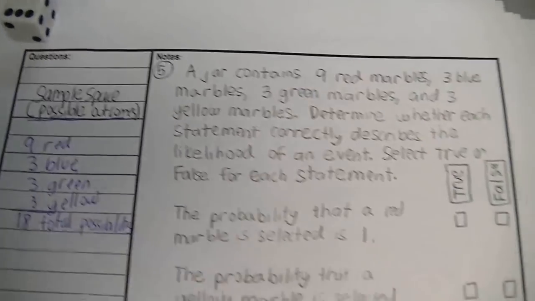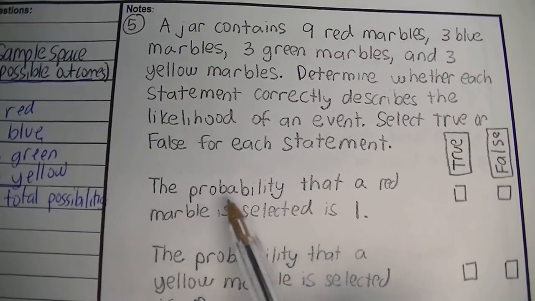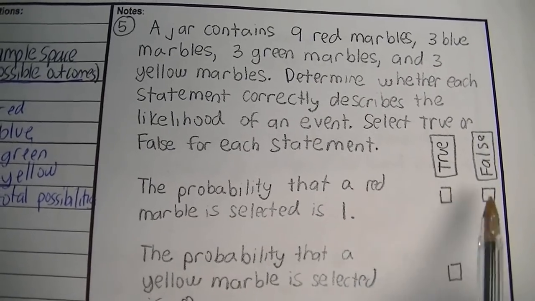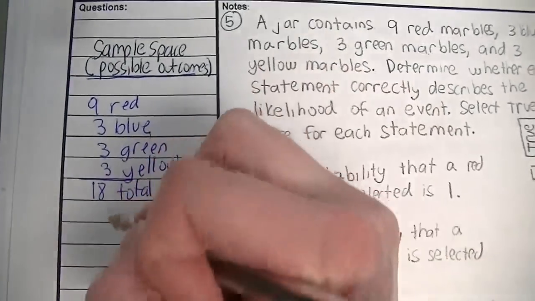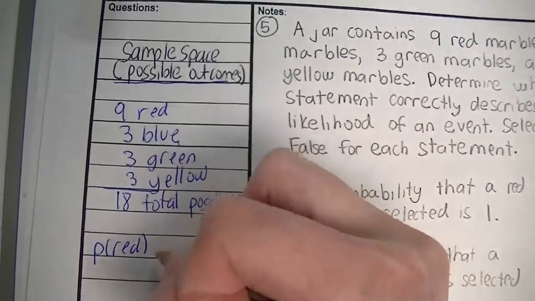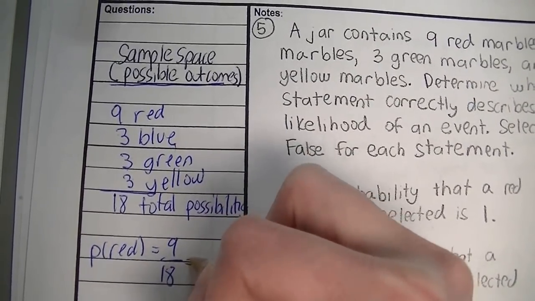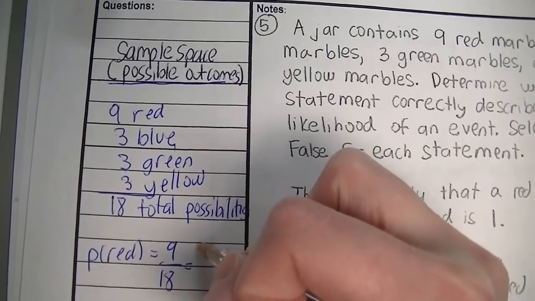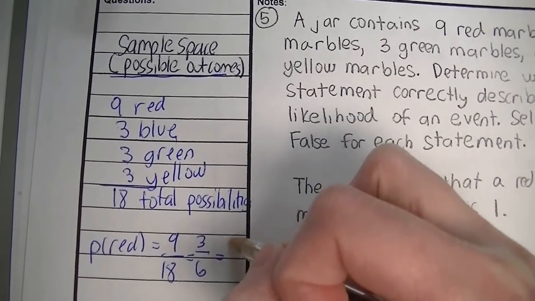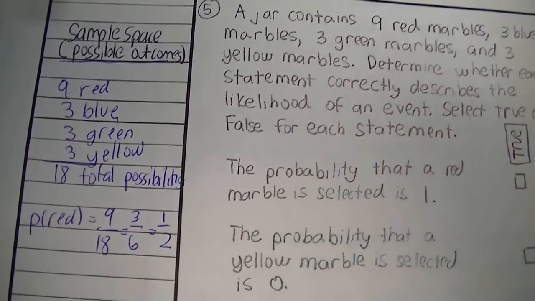Okay. All right, so the probability that a red marble is selected is 1. So we have to find true or false. So let me see, what is the probability of selecting a red one? How many red ones are there? There's 9 out of 18. 9/18, I can divide by 3, and get 3/6, which I can again divide by 2, and get 1/2, or 50%. Is that 1? Nope, so that's a false one.